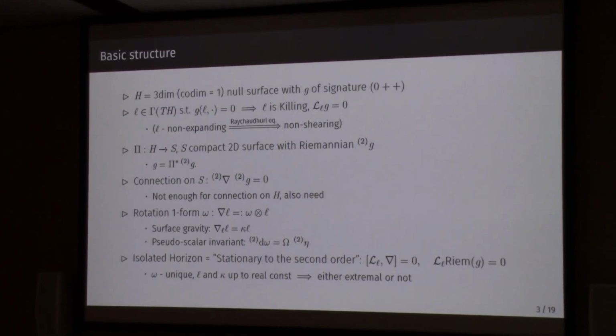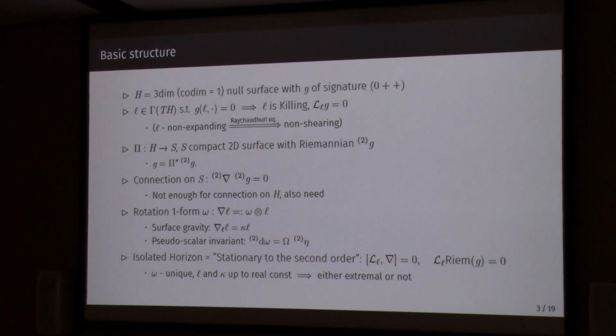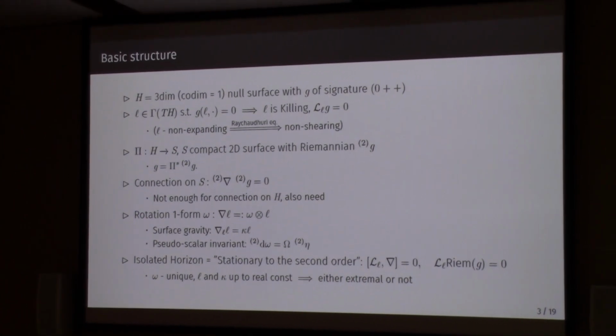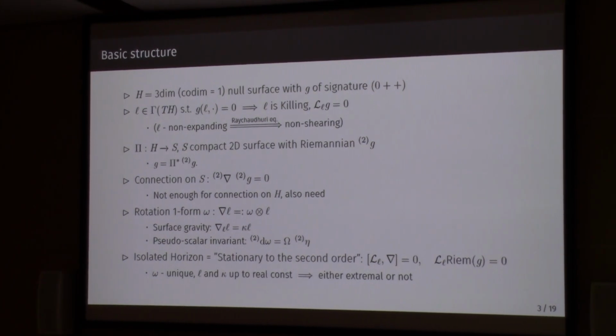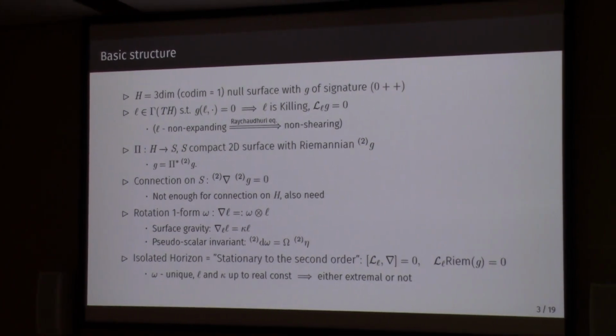So why do we bother with isolated horizons? Well, mainly to have an object that captures as much of the structure of event horizons without going to any global notion. So without global causal structure or without global Killing vector field. So the definition is modeled on the Killing horizon.